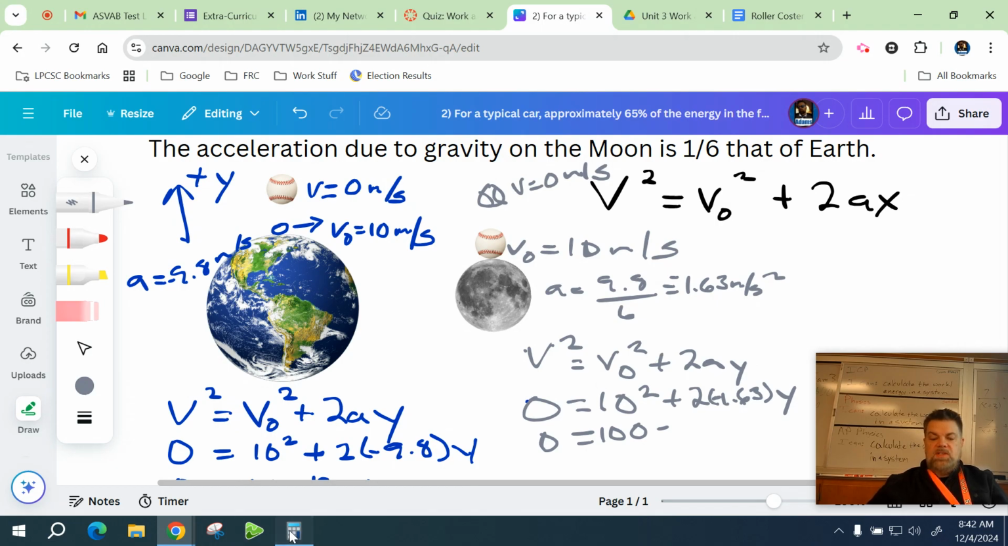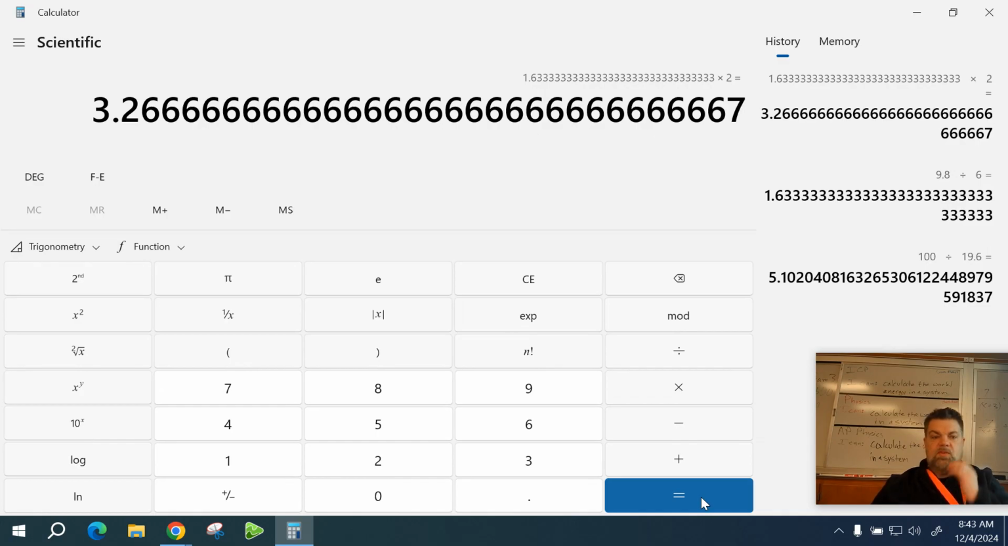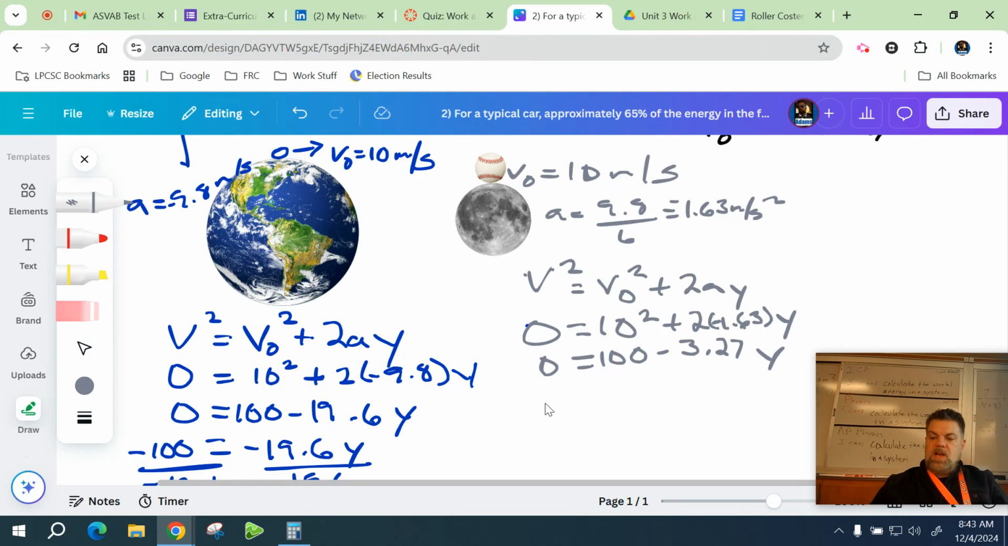So that 1.63, we got to multiply that by 2. And we get 3.26 repeating. I'm just going to say 3.27. Oh, that is not a good 3. Times y. On the next line, I'm going to subtract 100 from both sides. I get 100 is equal to negative 3.27 times y.